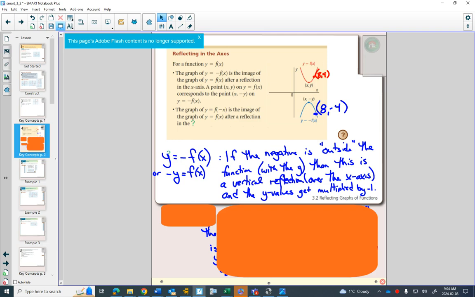A word you want to learn about is the one after vertical: vertical reflection. Then this is a vertical reflection over the x-axis, and the y values get multiplied by negative 1.